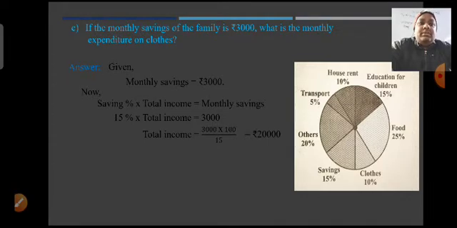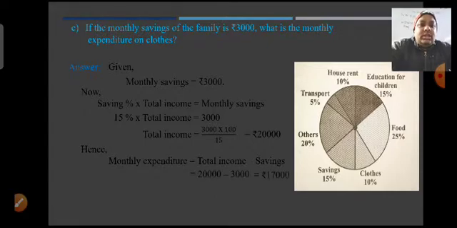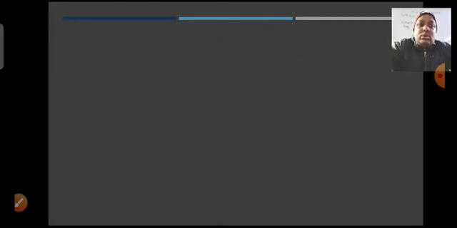We have to find the monthly expenditure on clothes. The clothes percentage given is 10%. Hence the monthly expenditure is equal to total income minus savings. So it will be 20,000 minus 3,000, which is 17,000. Now what is the monthly expenditure on clothes? It will be different.